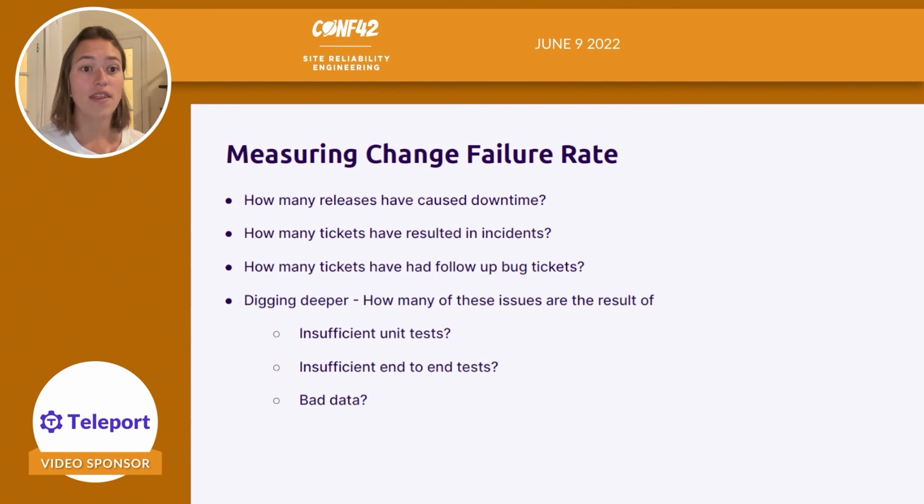And then you can honestly dig a step further, and you can see how many of these issues are a result of not having unit tests in place. Like, would a unit test have caught the issue? Would an end-to-end test have caught the issue? Or was it having bad data, and then making sure that you actually update that data in your staging environment so that going forward you can catch issues similar to whatever it is that caused the problem.